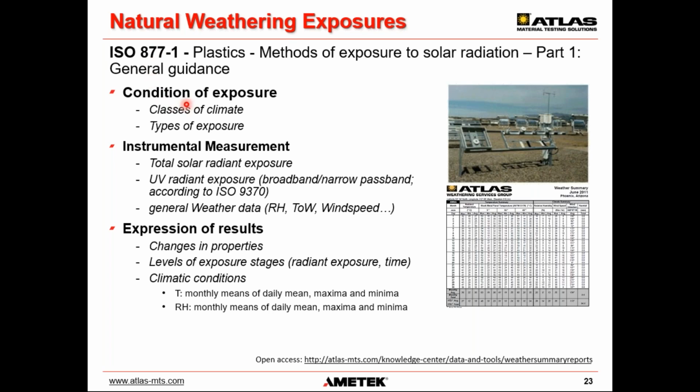Some of the primary conditions you need to look for in these standards are the type of climate, the class of the climate, and the types of exposure. When recording the environmental conditions, the standard will tell you to measure either total radiant exposure or UV radiant exposure, as well as other weather information such as relative humidity, time of wetness, and wind speed. It may also provide guidance on how to express your results and changes in properties, levels of exposure, stages, either by radiant exposure or time, and finally climatic conditions.